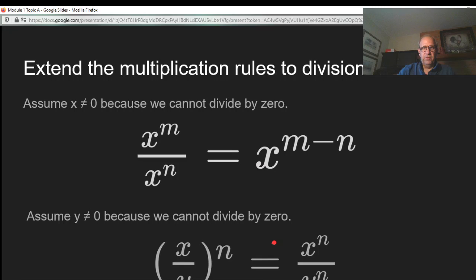So division is the inverse of multiplication. The rule for multiplying exponents is to add powers. Then the rule for dividing exponents means subtract powers. Okay, and we've proved this in the earlier lessons.